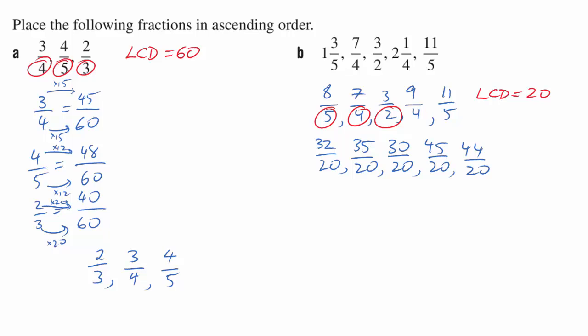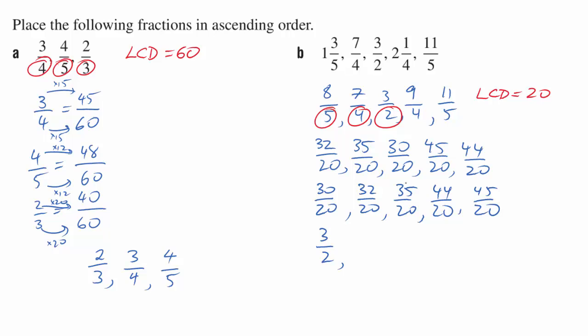So let's sort those numbers. We have 30 over 20, that was the smallest number, then 32 over 20, then 35 over 20, 44 over 20, and 45 over 20. And if we look at what fractions those were originally, 30 over 20, that came from 3 over 2. 32 over 20, if we look at where that came from, that was the first one, which is 1 3/5.